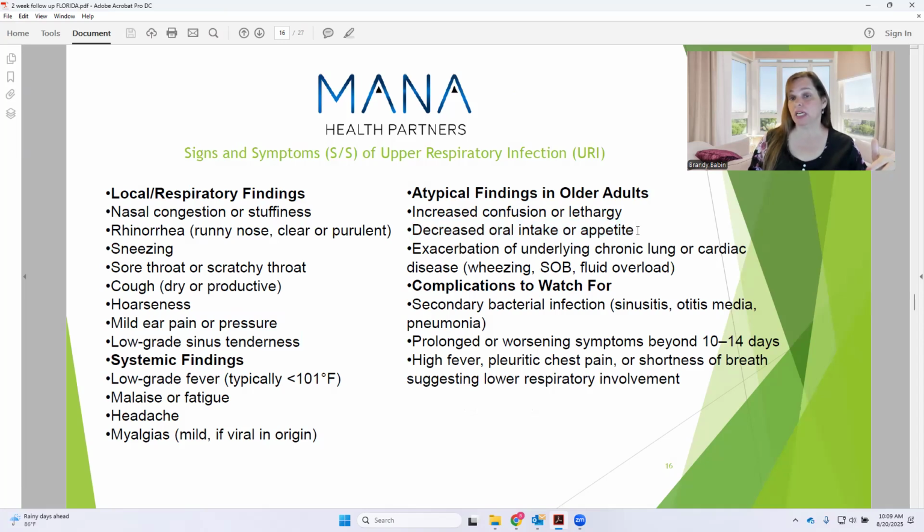So one of your plans may be to provide soup for them for 3 days at lunch and dinner, or clear liquids or thin liquids, so that they're able to keep hydrated. Complications to watch for: you can write that we'll monitor for secondary bacterial infection, prolonged or worsening symptoms, high fever, chest pain, or shortness of breath. So use your positives and then your negatives.